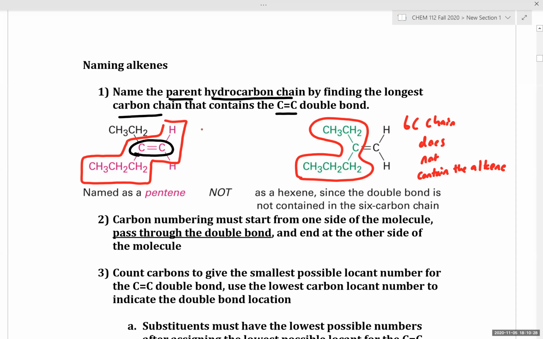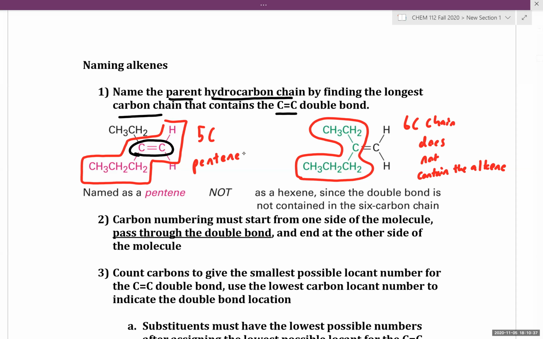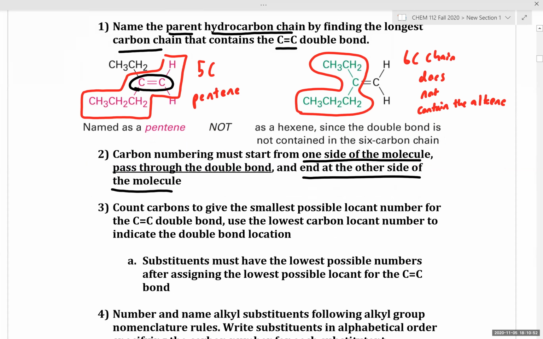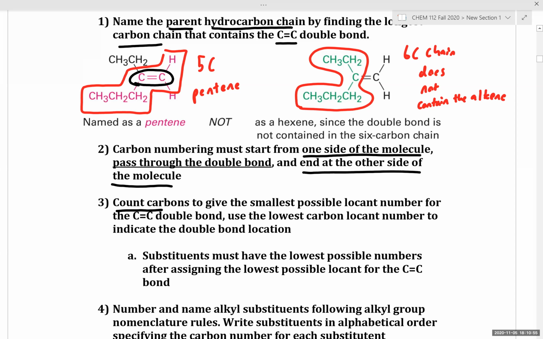In this case, our longest chain is 5 carbons, so it would be named as pentene. Additionally, because we have an alkene functional group, our carbon numbering must start from one side of the molecule, pass through the double bond, and end at the other side of the molecule. From this, we're going to count carbons to give the smallest possible locant number for the carbon-carbon double bond. It is considered the highest priority group. And you're going to use the lowest carbon locant number to indicate the double bond location.